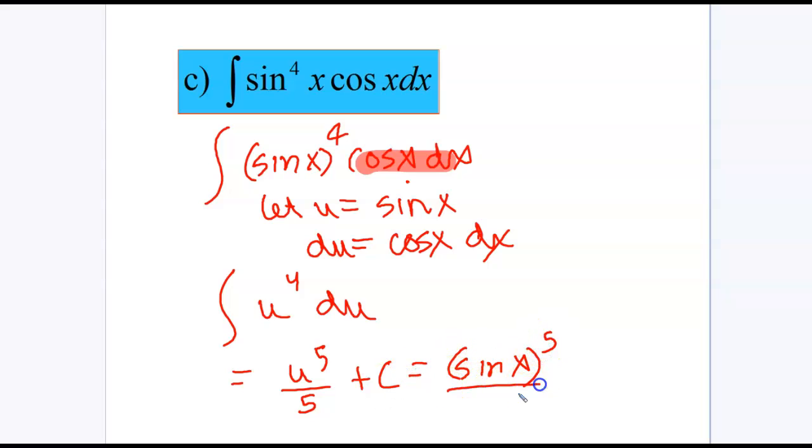So sine x to the 5th over 5 plus a constant. That would be your final answer.